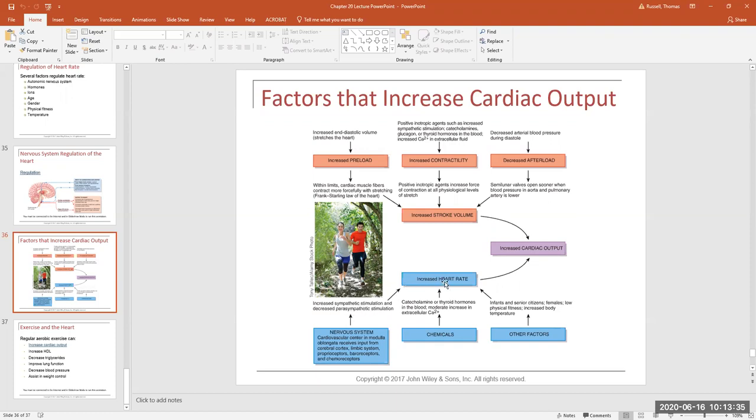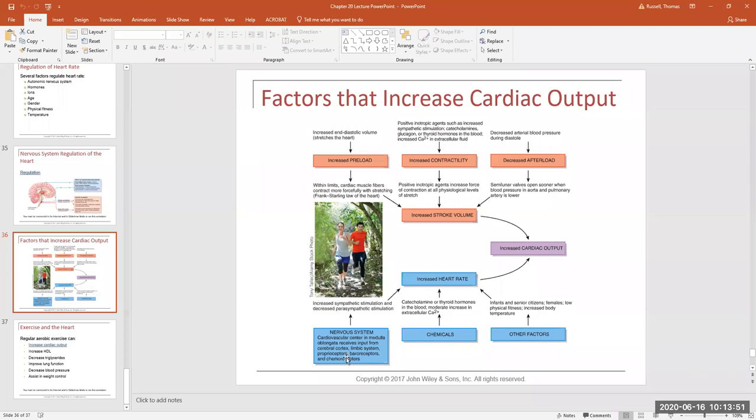Parasympathetic output releases acetylcholine on the pacemaker and your heart rate goes down and cardiac output would go down. So while you're sitting down or lying down, you have your low resting cardiac output. However, now you see the people running. What happens when you're active?